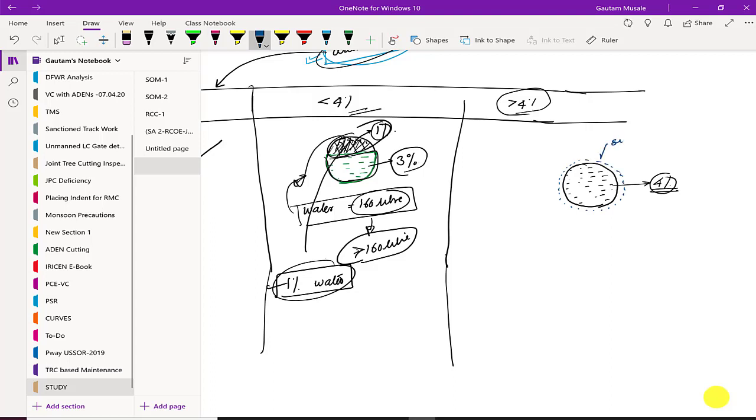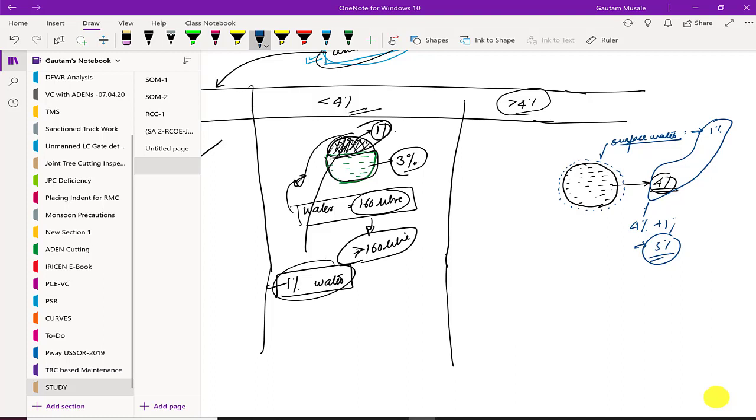This is the surface water. Right, this is the surface water. So let us say I say it is 1%. So my total water content will be 4% plus 1%, that is equal to 5%.